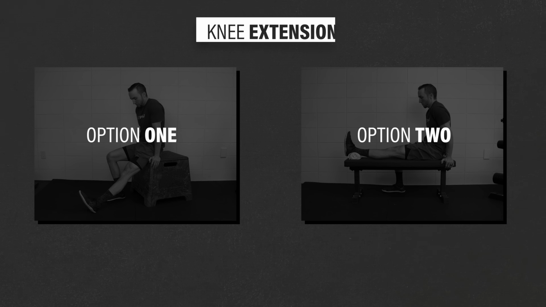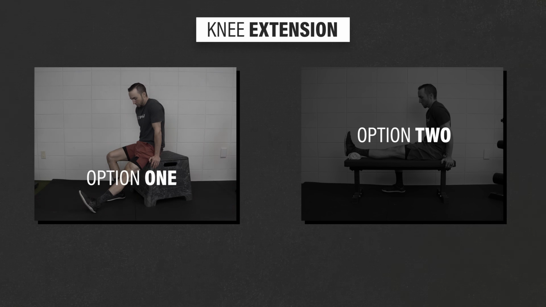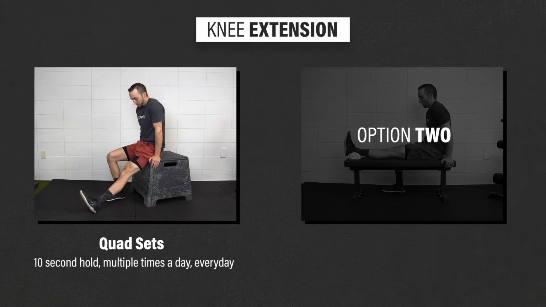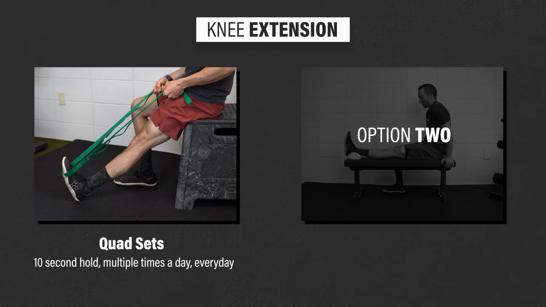Here are 2 options for improving knee extension. The first is quad sets. Straighten your leg and squeeze your quad for 10 seconds. Do this multiple times a day, every day. To intensify the stretch, pull up on your foot using a towel or strap.